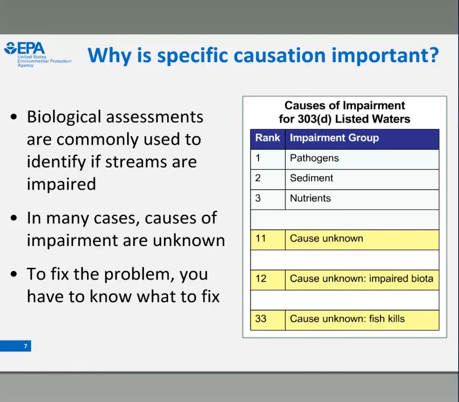Pathogens, sediment, and nutrients take the top 3 spots, but cause unknown groups come in at 11th, 12th, and 33rd place. And when you total all those up, all the miles in those 3 categories, you have roughly 90,000 stream miles that are impaired for unknown reasons. And the bottom line is that it's hard to fix a problem when you don't yet know what to fix.